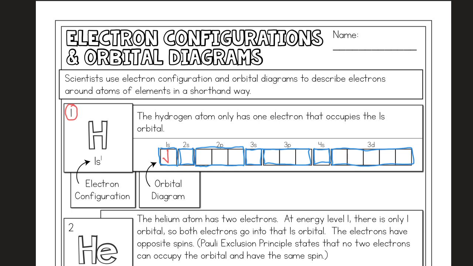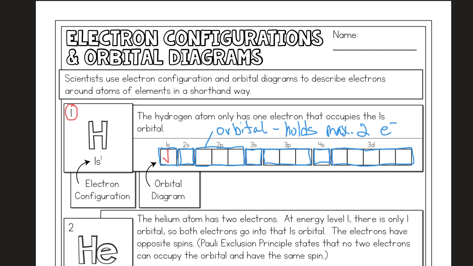So each of these individual blocks is called an orbital. And an orbital can fit a maximum of 2 electrons. So it holds a maximum of 2 electrons.